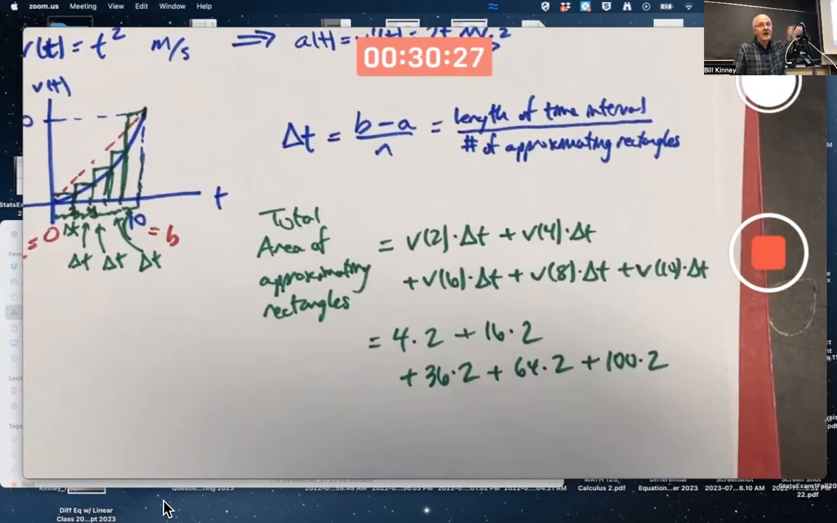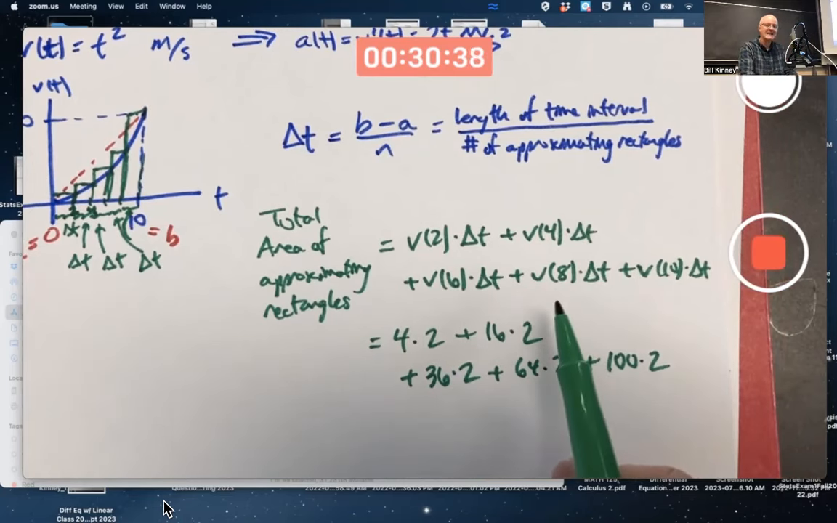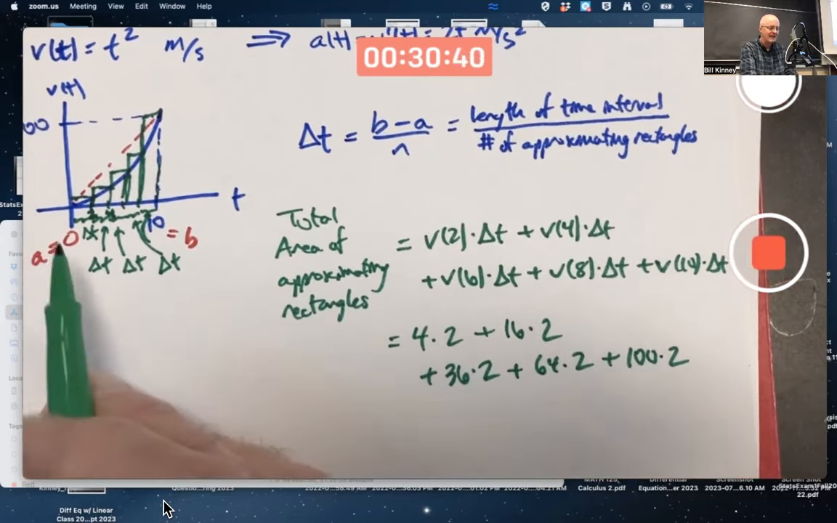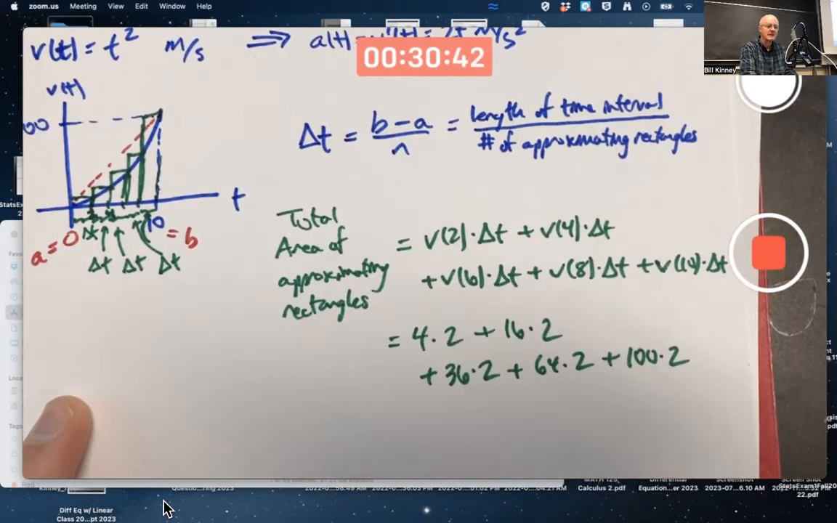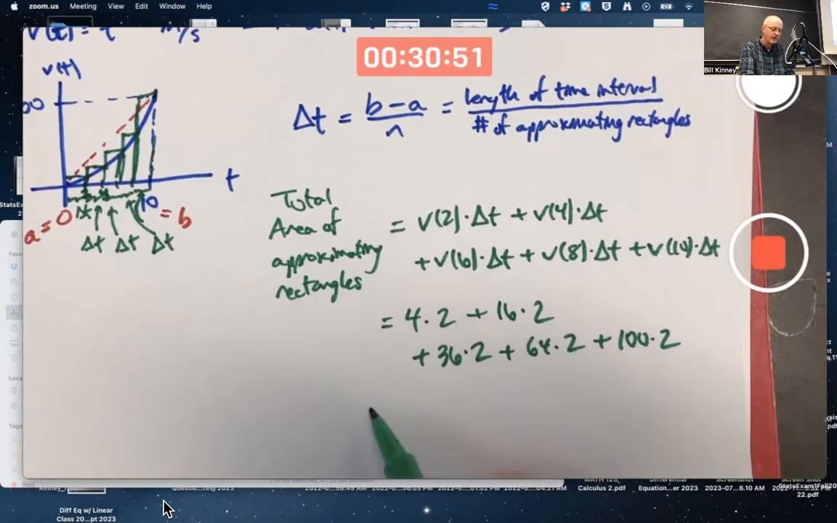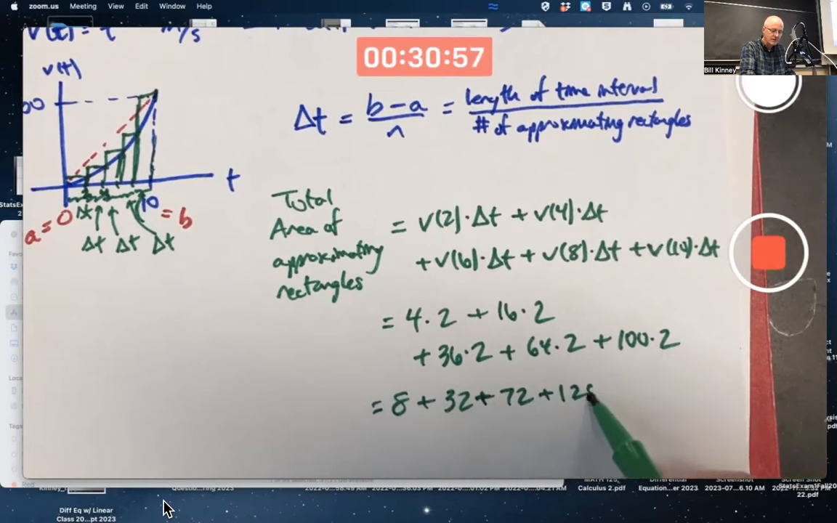It would be a little quicker to factor the delta t out and just add up the v values and then multiply by delta t. That would be a little quicker. But this does emphasize doing it this way, that I'm adding in the area of 5 rectangles, because each one of these is a base times a height. In each case, the base is 2, and the height is 4, then 16, then 36, then 64, then 100. So this becomes 8 plus 32 plus 72 plus 128 plus 200.